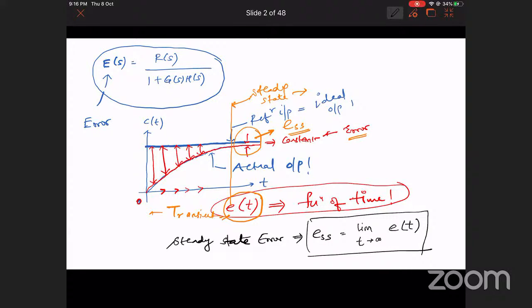And as I asked, is ESS an initial value error or final value error? You said it is a final value error, guys. And that's the reason why I have written limit t tends to infinity E of t. Tell me, guys, have you all understood this? I want to know from you, have you all understood this?